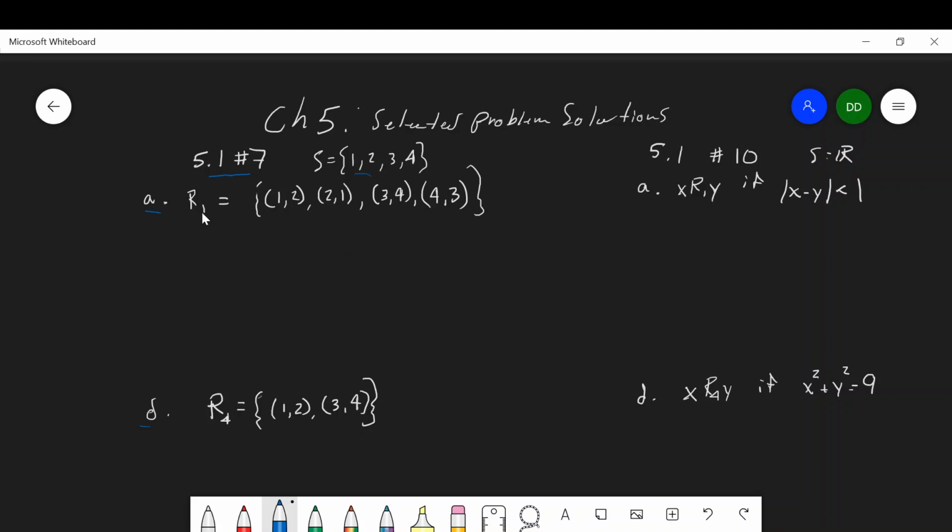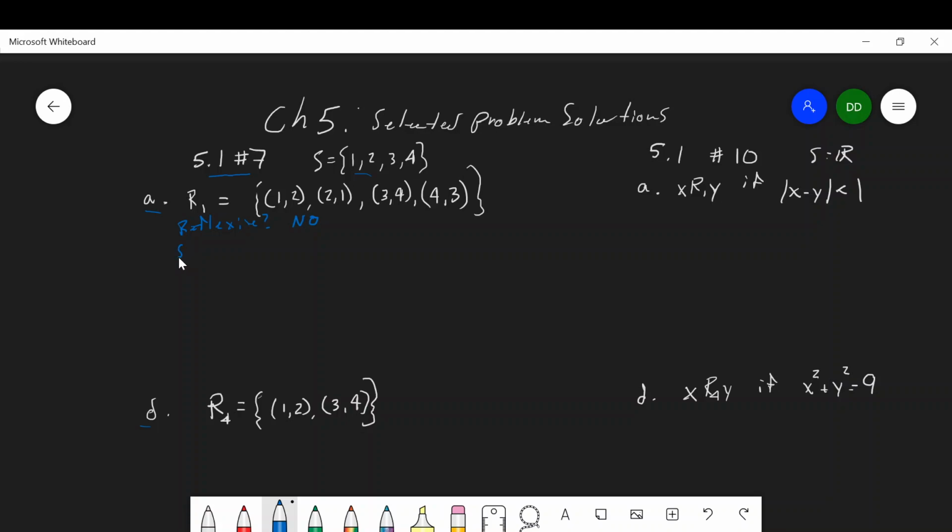All right, so for R1, remember reflexivity. So let's ask the question, is this thing reflexive? That is, is A related to A for all A in S? So is 1 related to 1? Nope, I don't see the pair (1, 1) here, and so immediately this fails. In fact, no A is related to A. Some might say it's anti-reflexive.